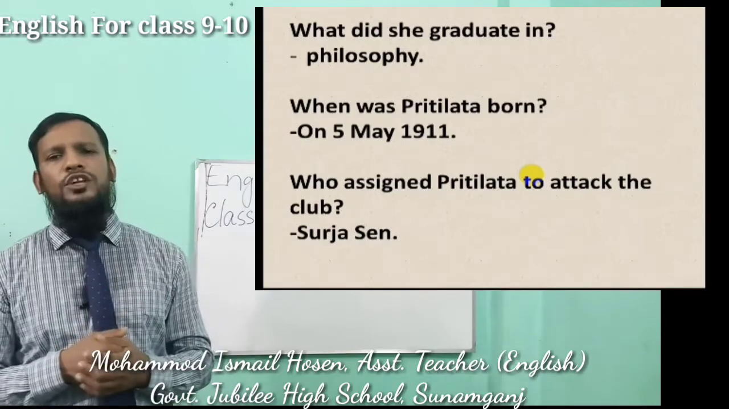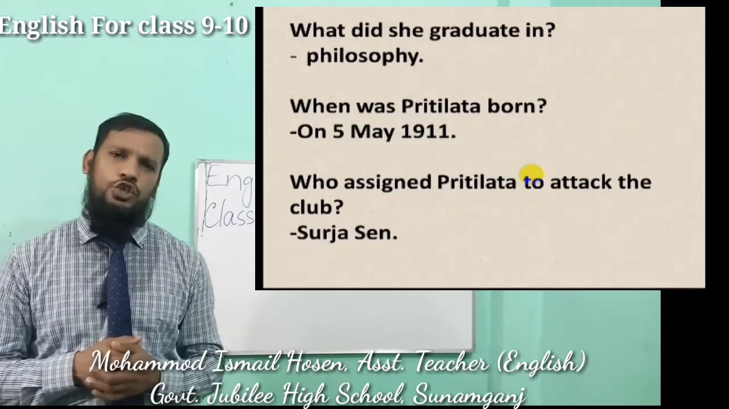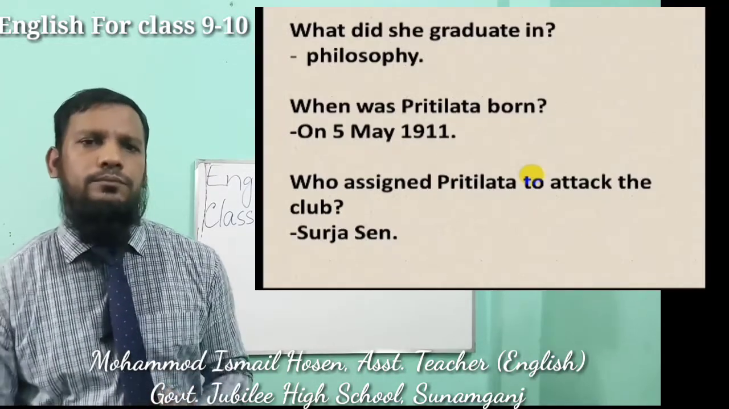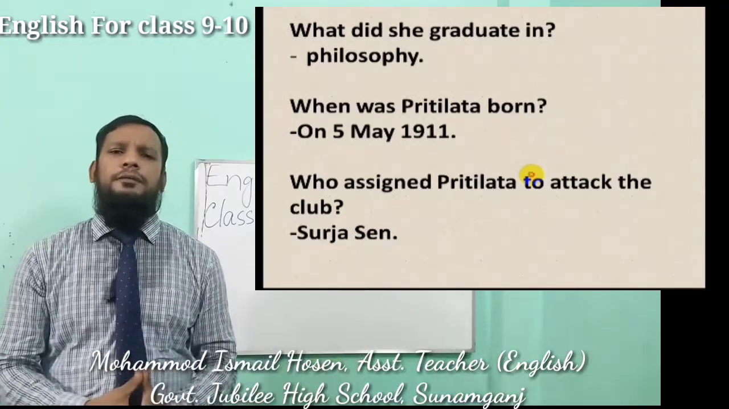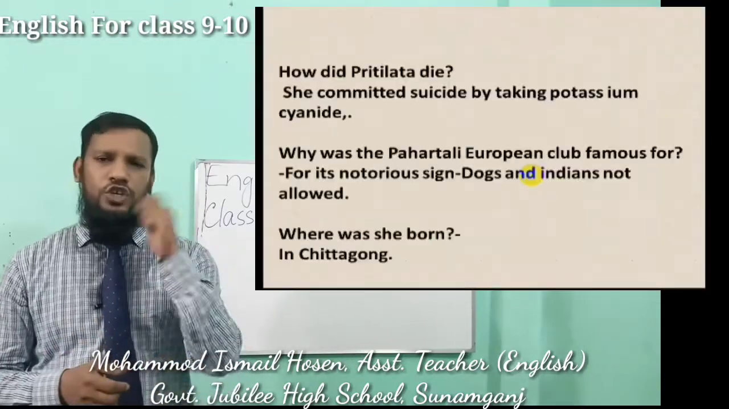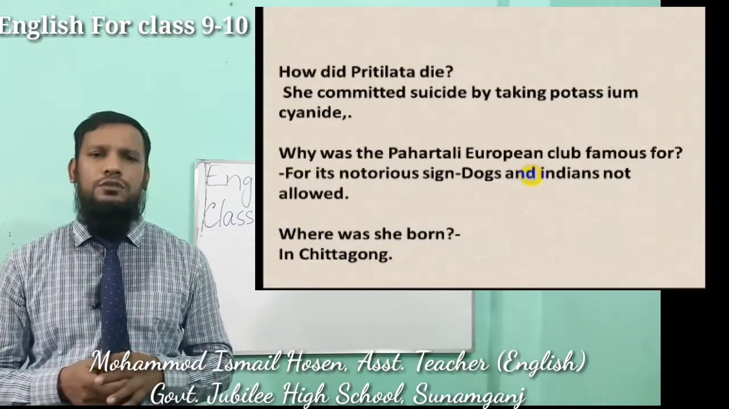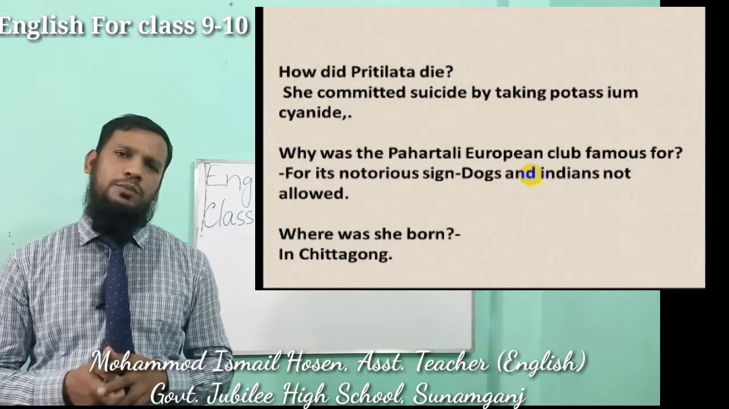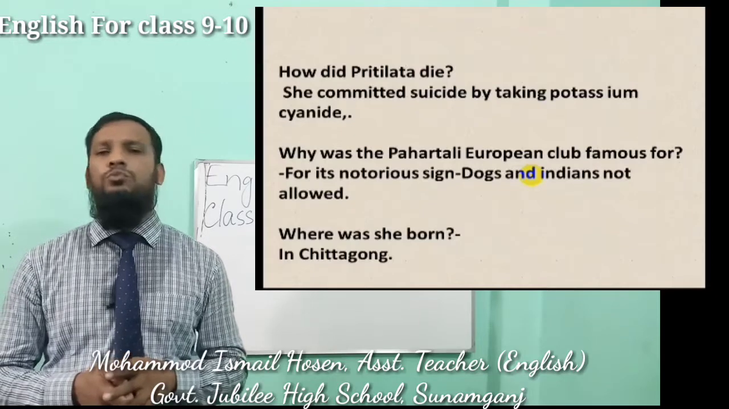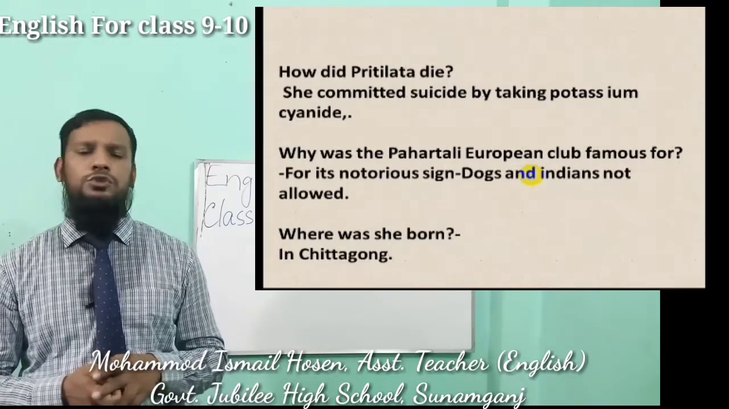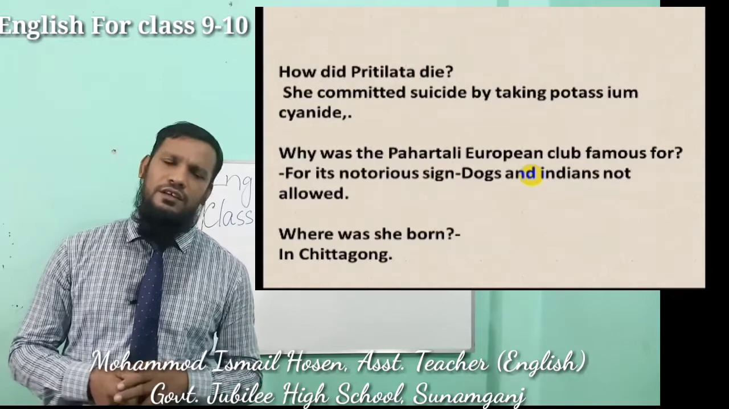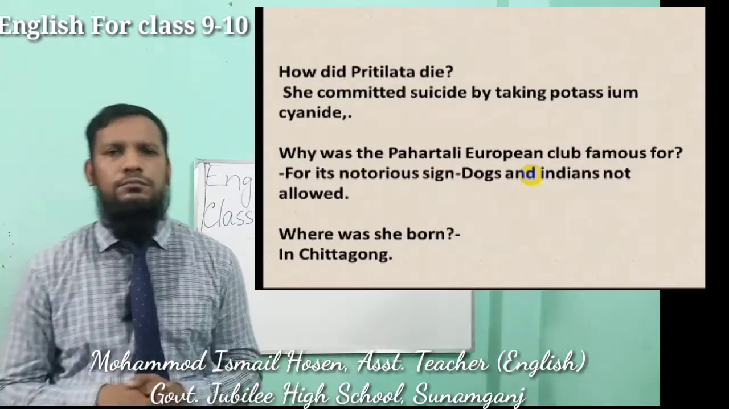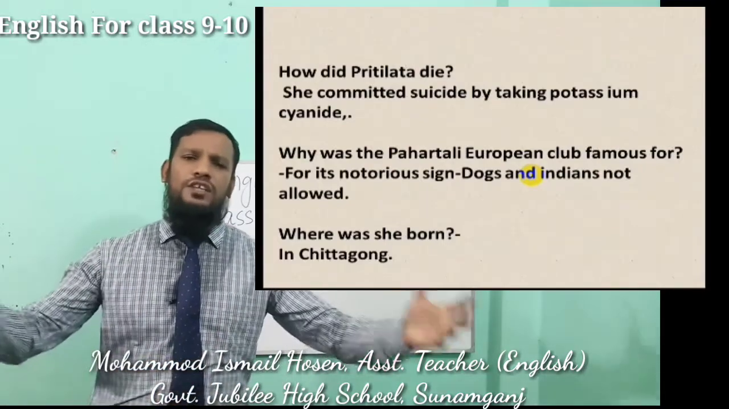Who assigned Pritilata to attack the club? Yes, Surja Sen. Surja Sen assigned Pritilata to attack the club. How did Pritilata die? She committed suicide by taking potassium cyanide. Yes, she died by taking potassium cyanide by herself because she wanted to. She tried to avoid arrest at the time of attacking Pahartali European club.